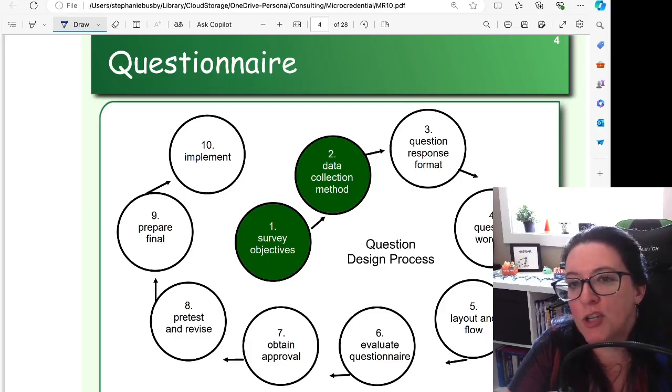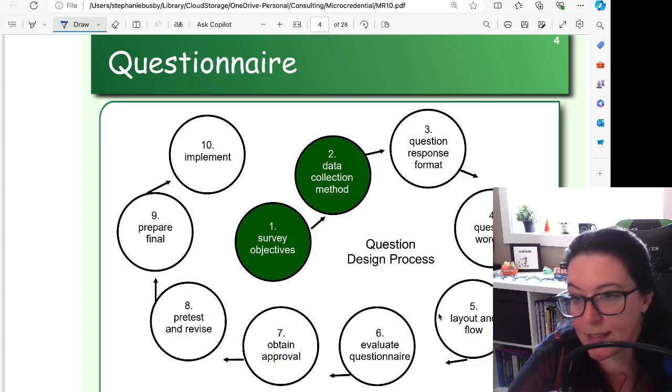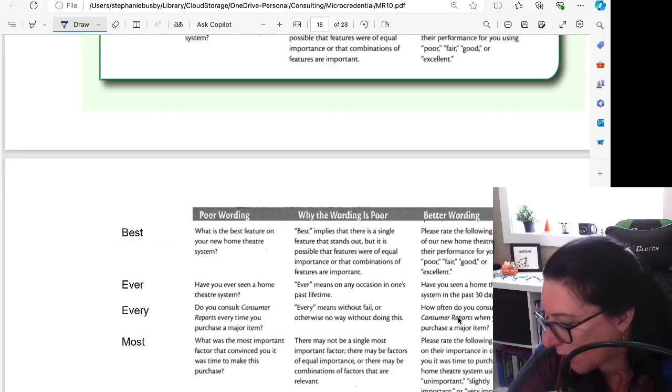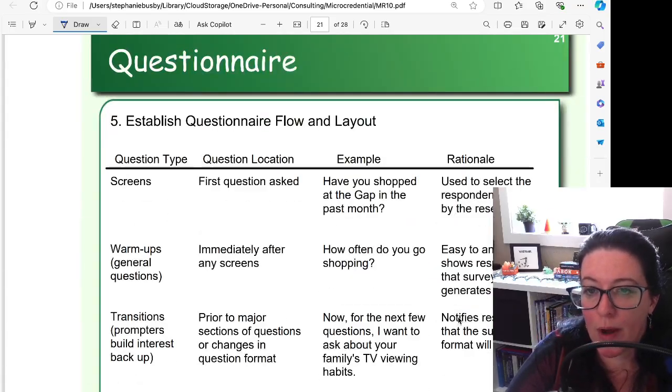Let's continue our questionnaire design by looking at layout and flow. So we're here in step 5 of this process. All right, so the order that we put questions in.